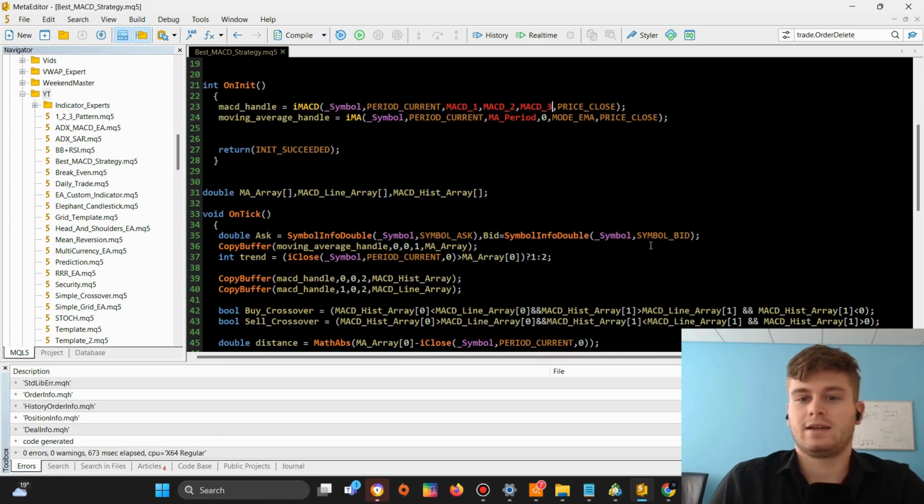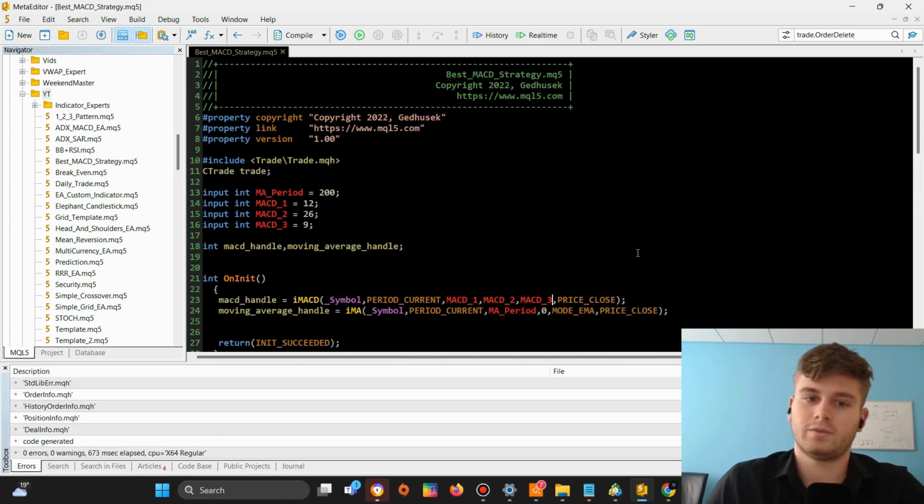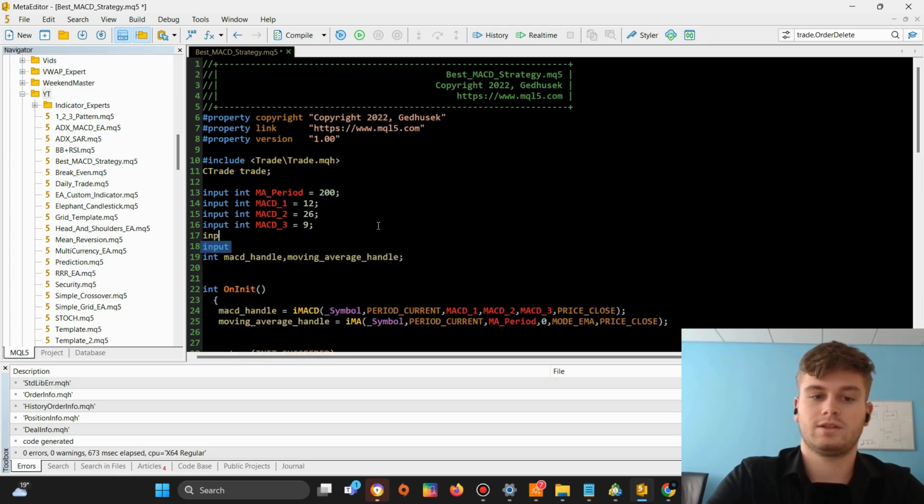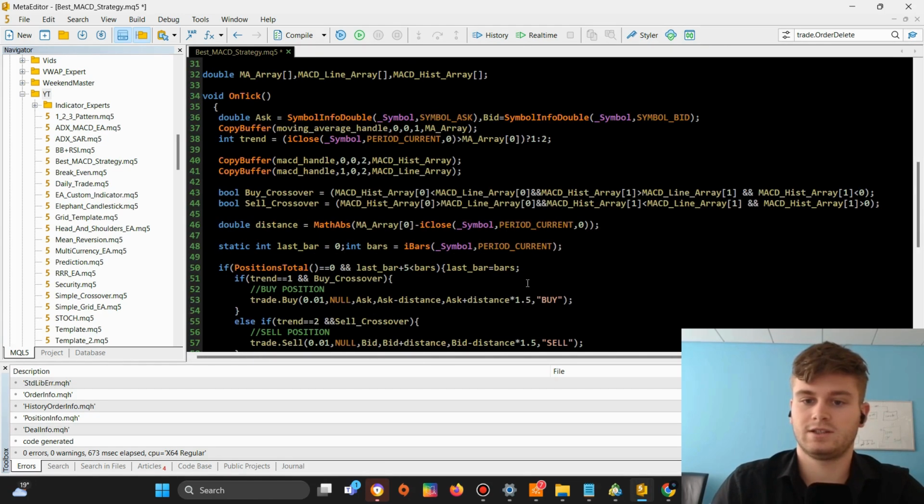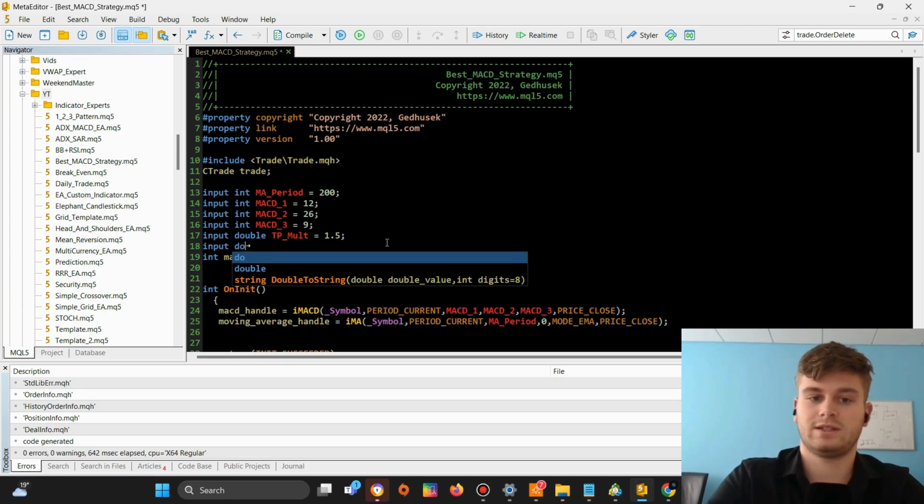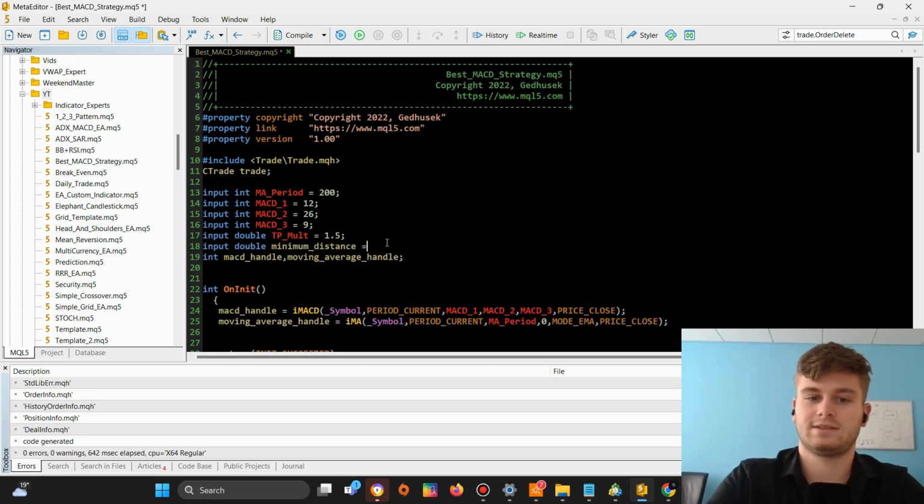Then also what we can change is this multiplication number, or the ratio between take profit and stop loss, because in the video they said that the multiplication is 1.5, but we can change that. So input double take profit mult, let's set that to 1.5 at first, so that's our initial setting here, but we can change that. And also what I want to do is input double minimum distance, so set to 100.